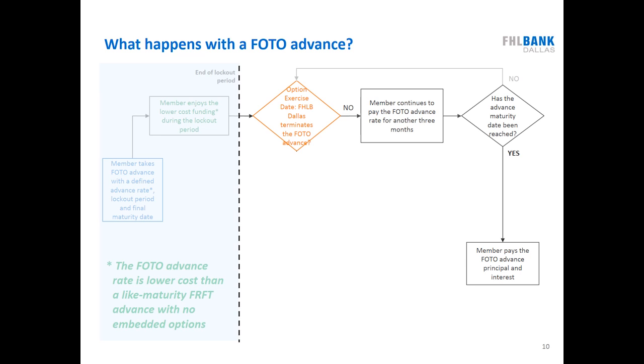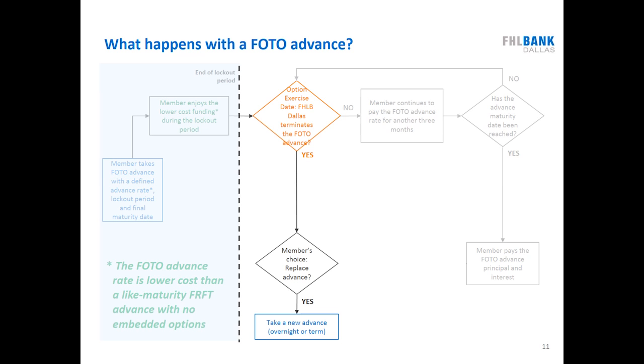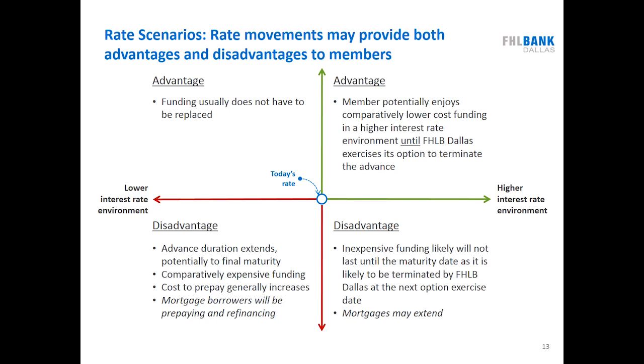What if FHLB does exercise its option and FHLB terminates the put advance prior to maturity? The member may choose to replace the put advance with an advance, overnight or term, at the then prevailing market rate. If the member does not choose to replace, the advance is paid down. Falling and rising rate scenarios may provide both advantages and disadvantages to members.